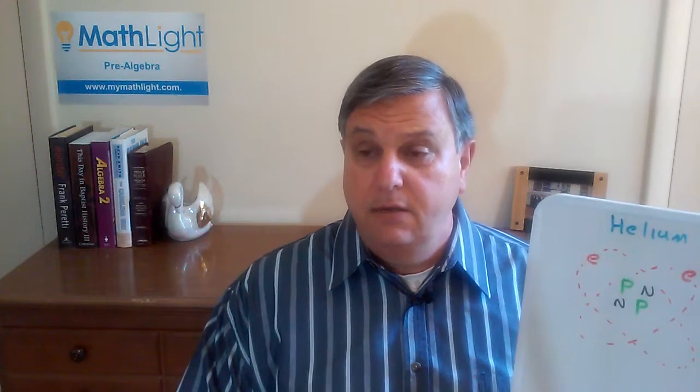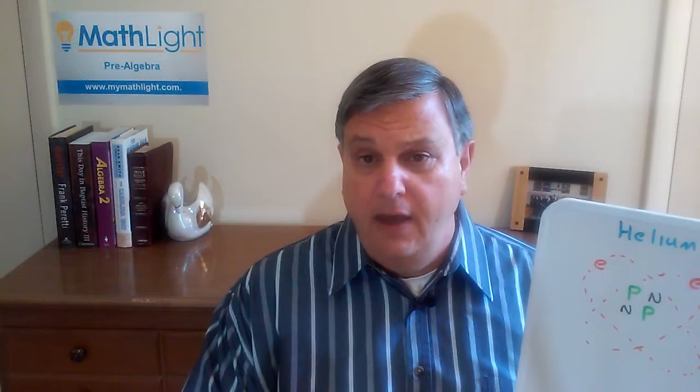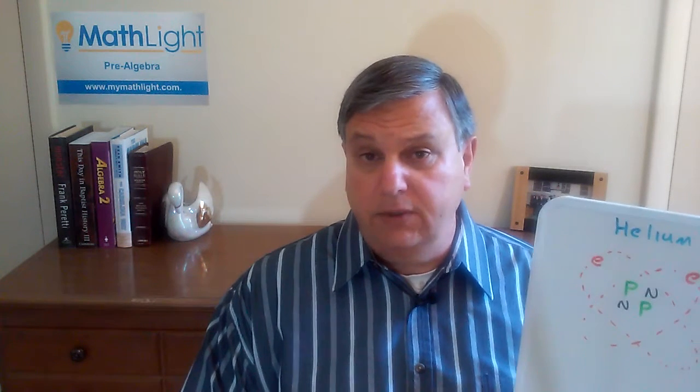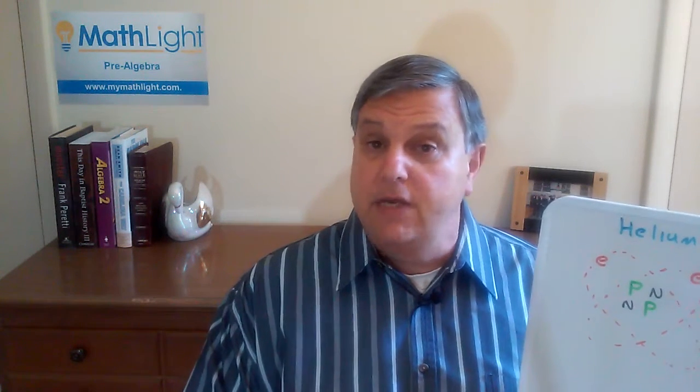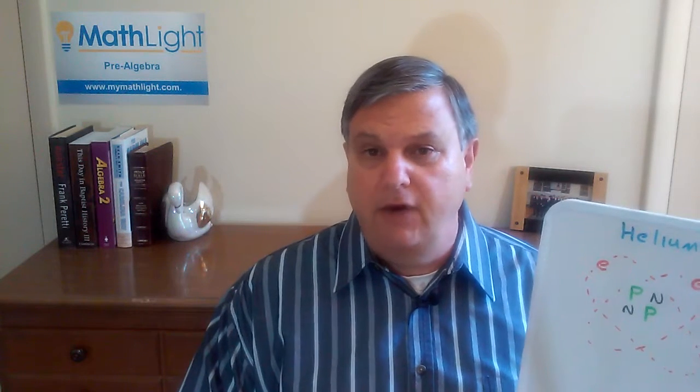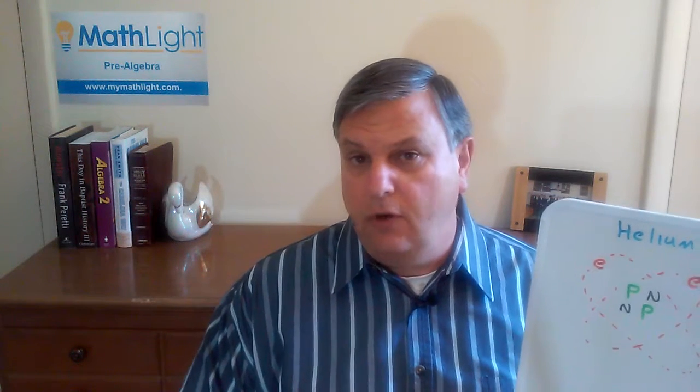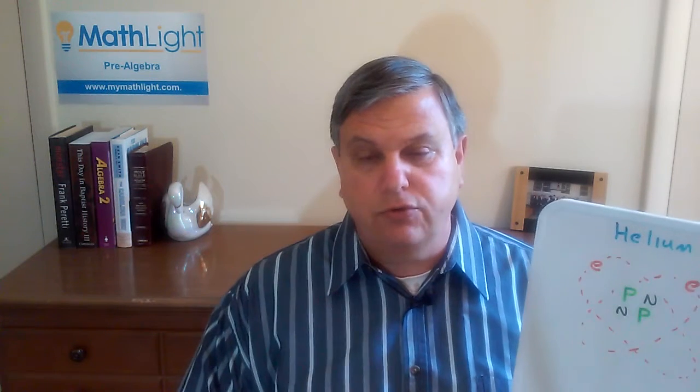Atoms can be in three conditions. They can have a positive charge, and they're called a positive ion. They could have a negative charge, and they're called negative ions. Or they could have no charge, and they're called neutral atoms. This is a neutral atom.